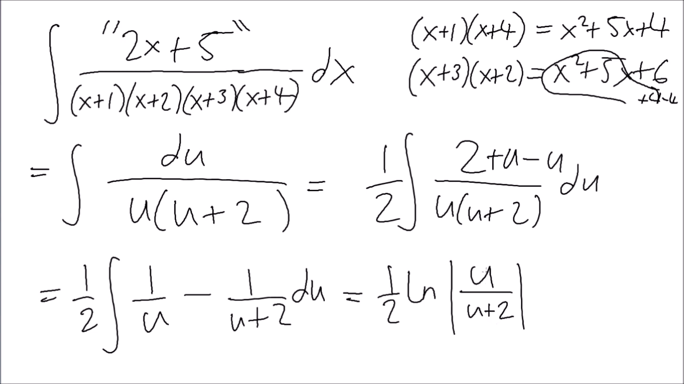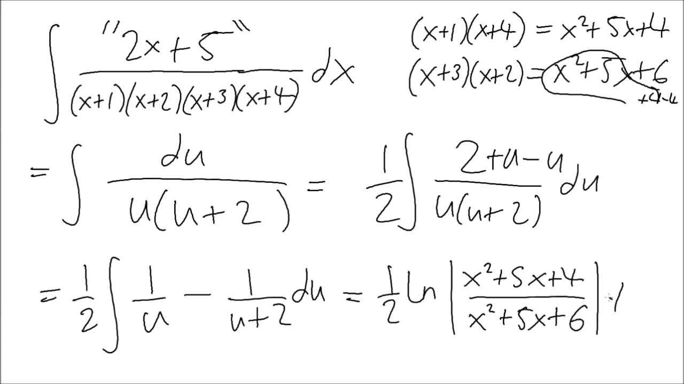And then u is equal to x squared plus 5x, whatever. I'm going to go ahead and just write that all out. Plus 4 over x squared plus 5x plus 6. Wow, that turns out very nicely.